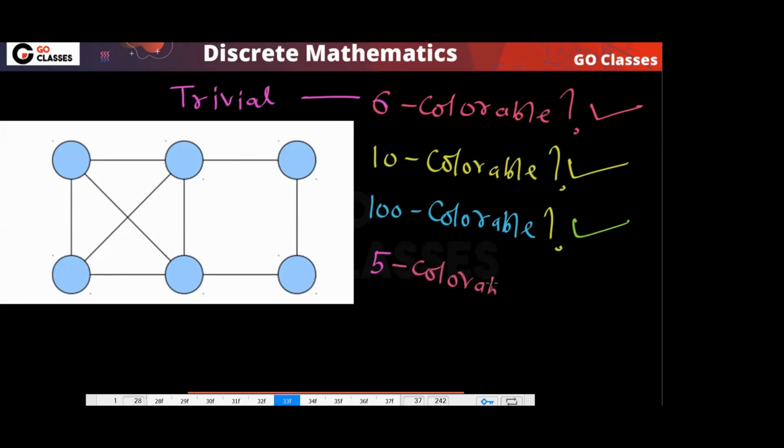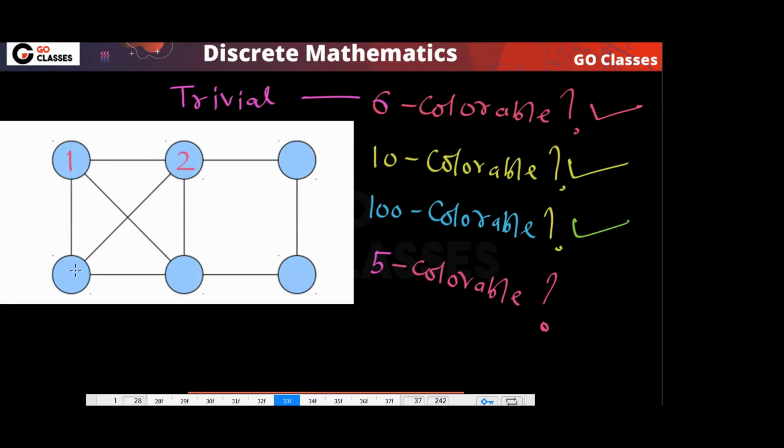Let's see, is this 5 colorable? Can you do it using at most 5 colors? This is what we have to check. Tell me one thing. If I give color number 1 here, can I give color number 1 here? No, because they are adjacent. So I have to give color number 2 here.